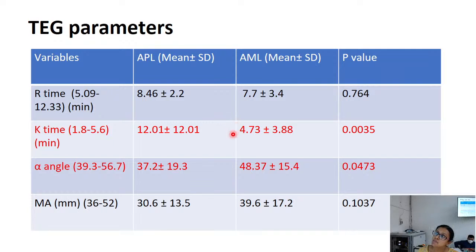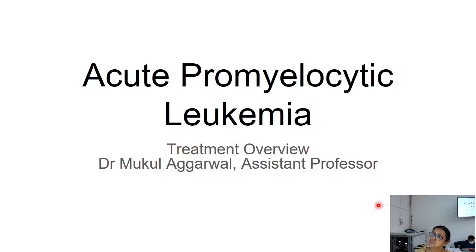Coming to the individual TEG parameters, in the APL group, K time was found to have a statistically significant p-value as compared to the AML group, and also the alpha angle was found to be reduced in the APL group as compared to the AML group with a statistically significant p-value. The maximum amplitude was also found to be reduced in the APL group as compared to the AML group, but did not show a statistically significant correlation.